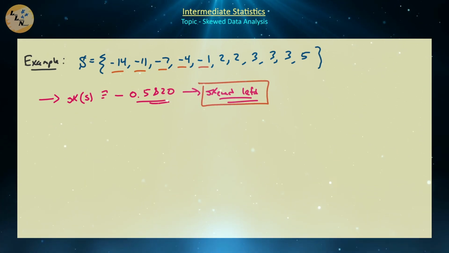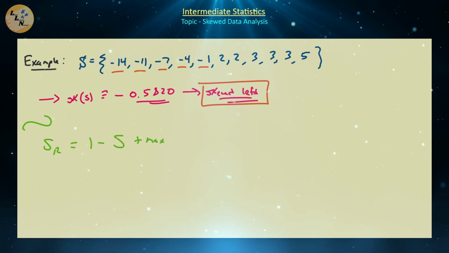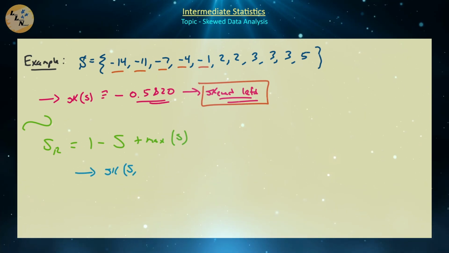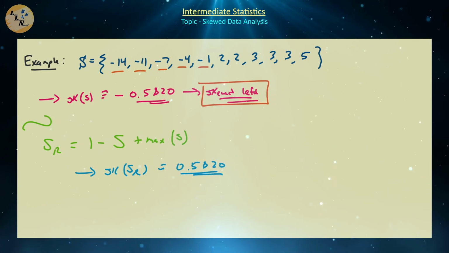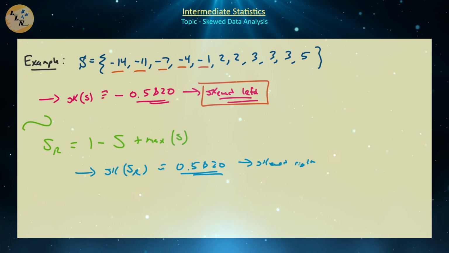So our goal is not to take the natural log of these data points at first anyway, because taking the natural log of a skewed left data set isn't really going to fix any issues. So we're just going to go ahead and perform the reflection of this data set. So again, SR is going to be equal to 1 minus the original set plus the maximum of the original set. And one can find that the skewness of the reflection of that data set is going to be approximately equal to 0.5820, which, keep in mind, is a skewed right data set.